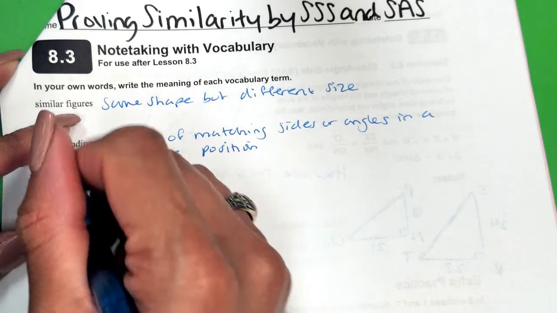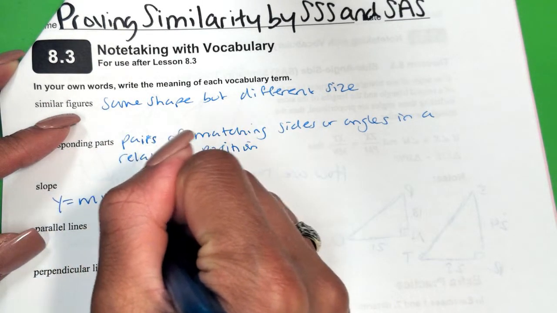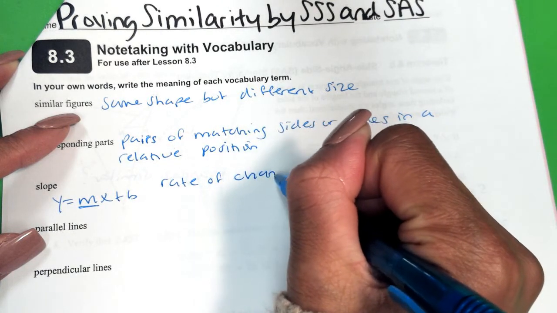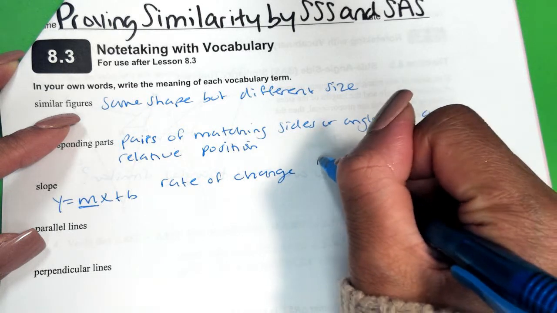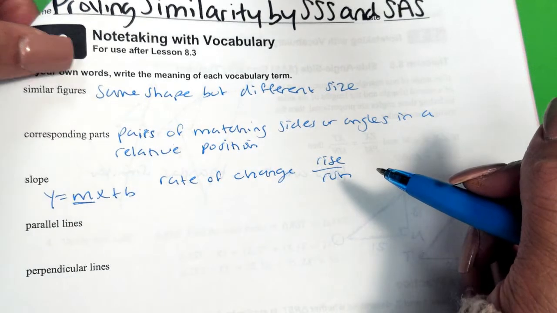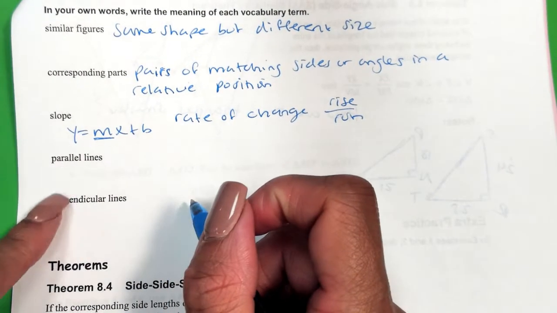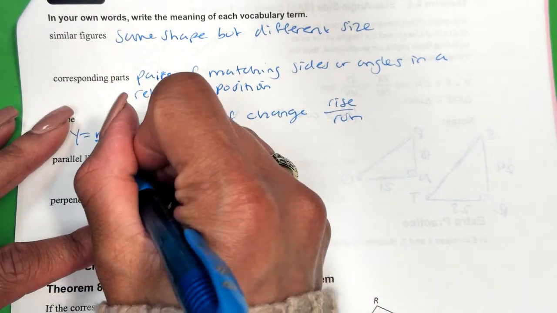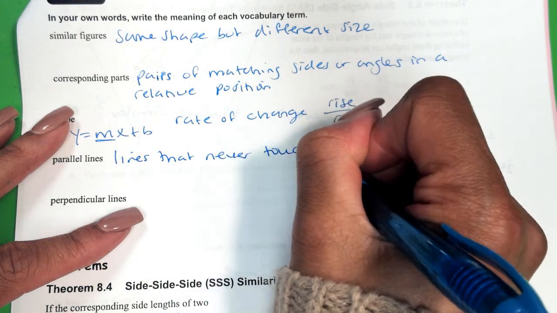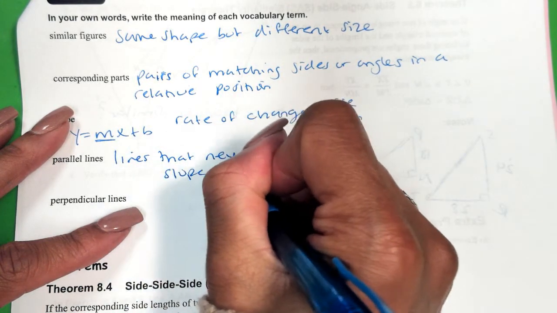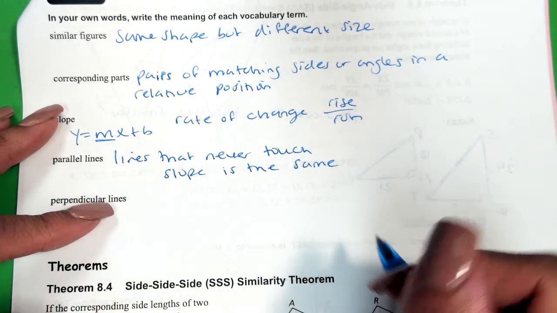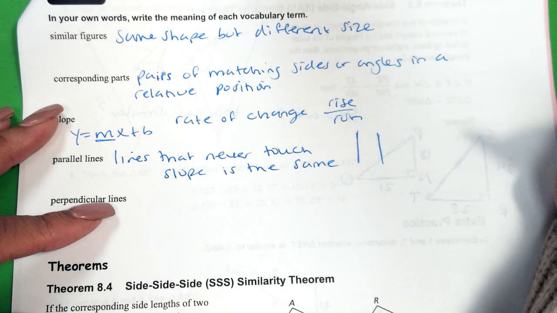We already know about slope. If we were to have y equals mx plus b, we know slope is m, also known as rate of change. And when we think of slope, we also think of rise over run. Parallel lines, we get confused on parallel lines versus perpendicular lines. Parallel lines are lines that never touch, and their slope is the same.